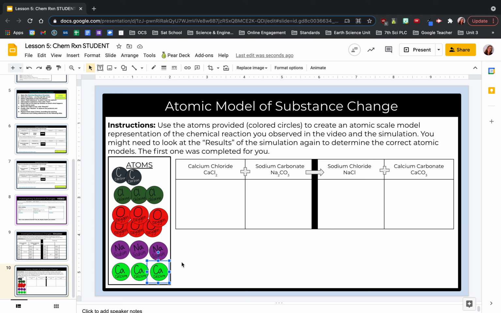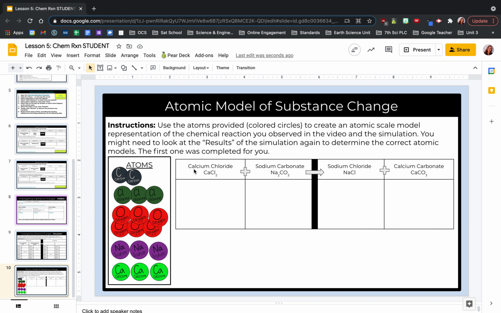Go over the atomic model of substance change slide with you. The instructions tell us to use the atoms provided, these colored circles, to create an atomic scale model representation of the chemical reaction we observed in the video and the simulation. The chemical reaction that we observed was calcium chloride mixing with sodium carbonate to form sodium chloride and calcium carbonate.